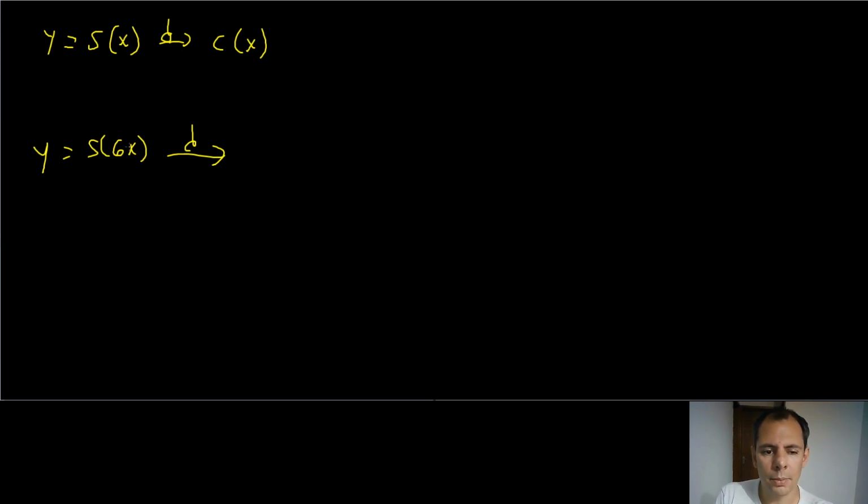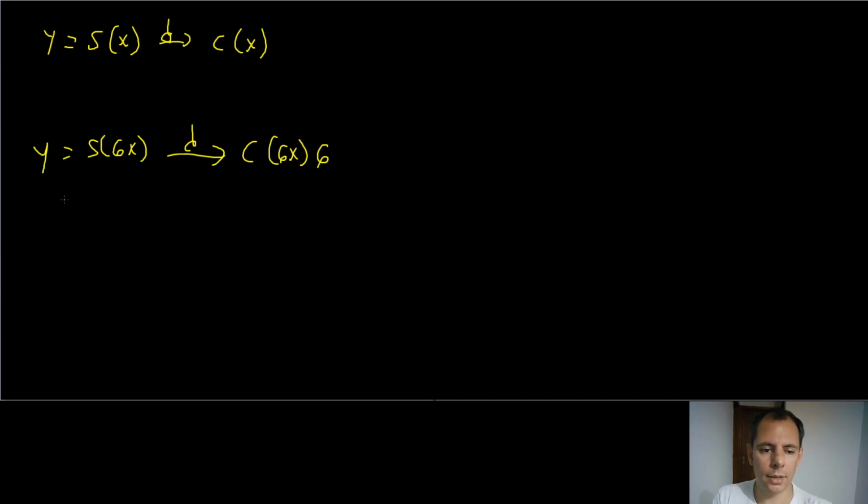So what's going to be this here? The outside function is the sine, and the inside function is 6x. So worry about the outside function first. What is the derivative of the sine of whatever? It's the cosine of whatever. So you do this, cosine of 6x. But now you got to differentiate the inner function with respect to x. What is the derivative of 6x with respect to x? It's 6. So you multiply this by 6, and that's the answer. It's 6 cosine of 6x.